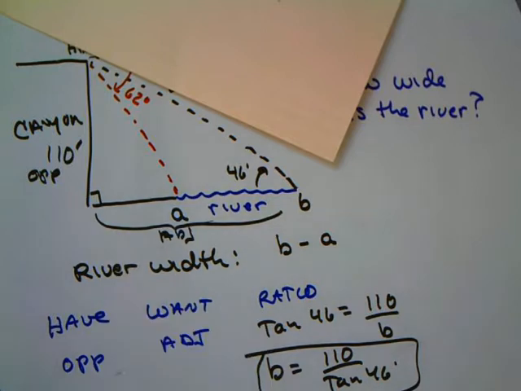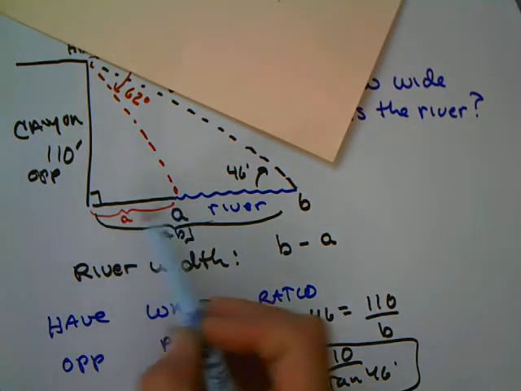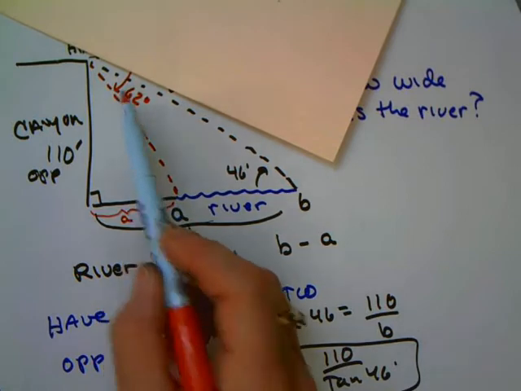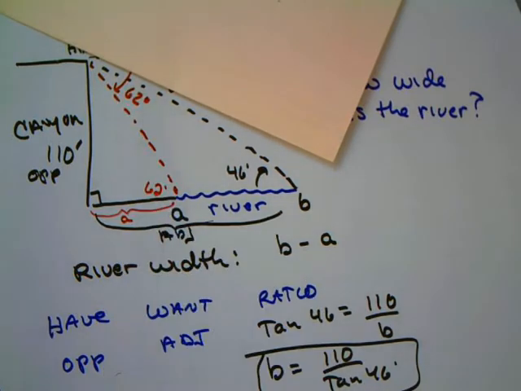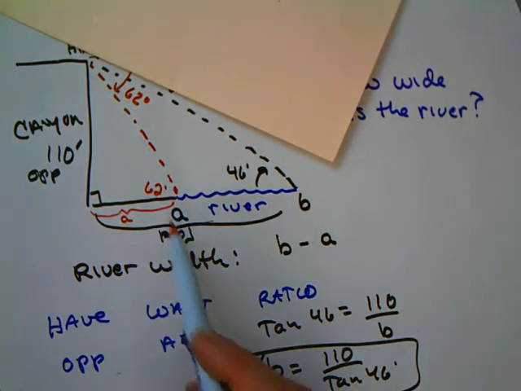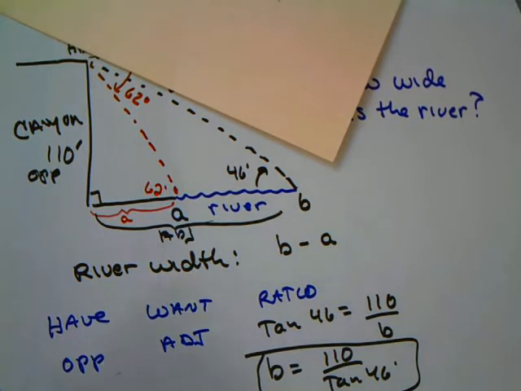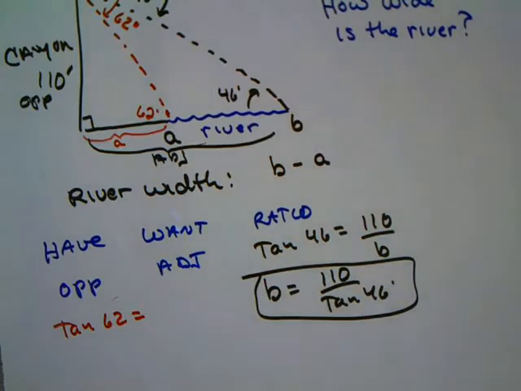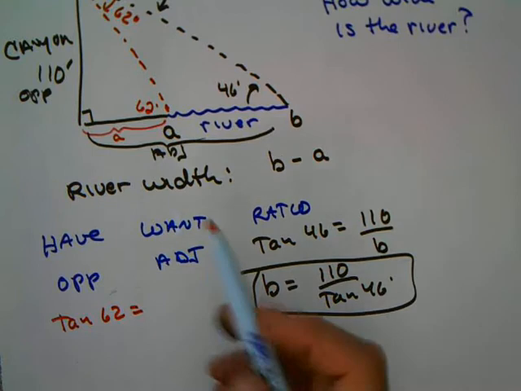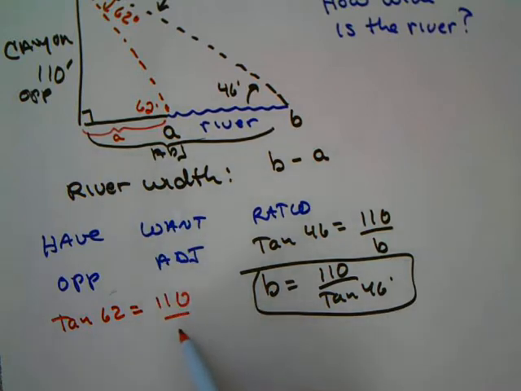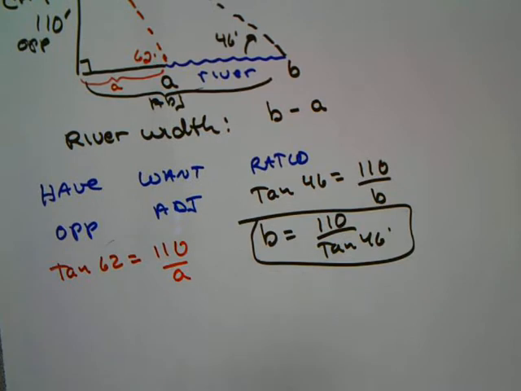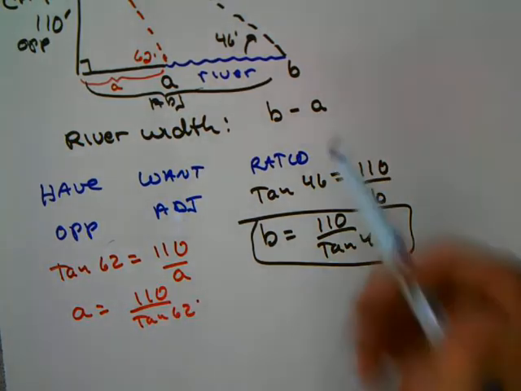What about if I want to just find this length, A? Well, if this angle is 62 degrees of depression, then this angle of elevation is also 62 degrees. So I can use the same reasoning and say the tangent of 62 degrees is going to be the opposite, 110, over length A, and then I will swap those out and get length A equals 110 over the tangent of 62 degrees.